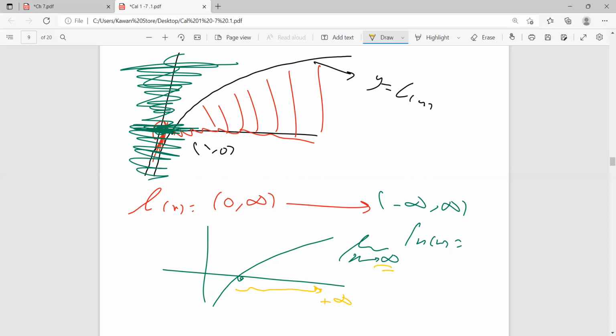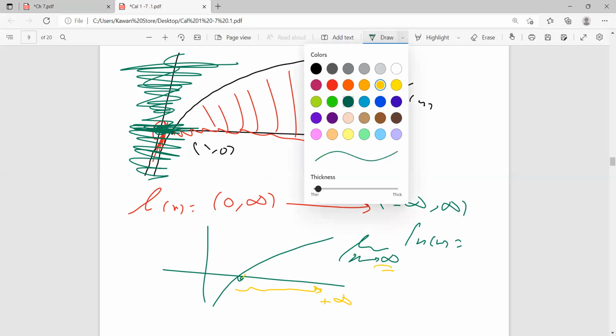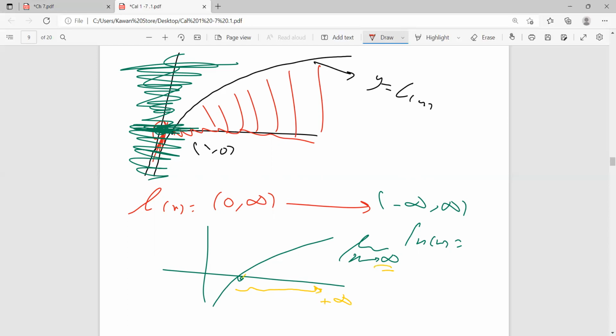You are right. So you can see from here, I'm going to change to another color, for example, let it be red. So when x is going to infinity here, this graph is increasing. So that's why the limit is equal to infinity. This is very important for you.